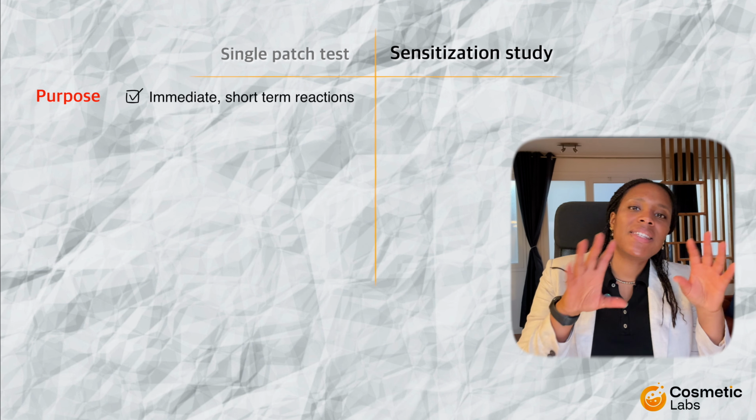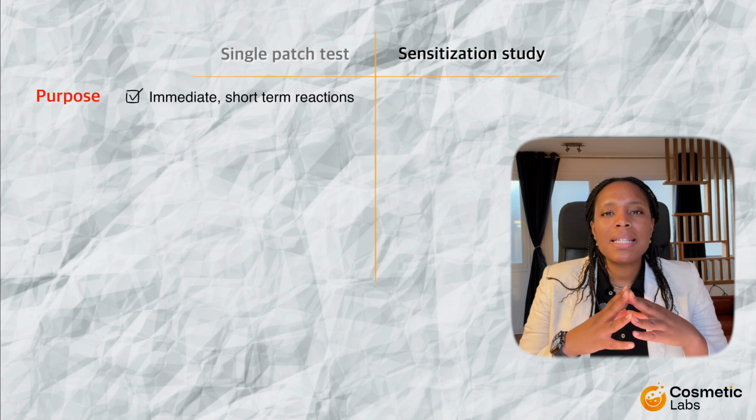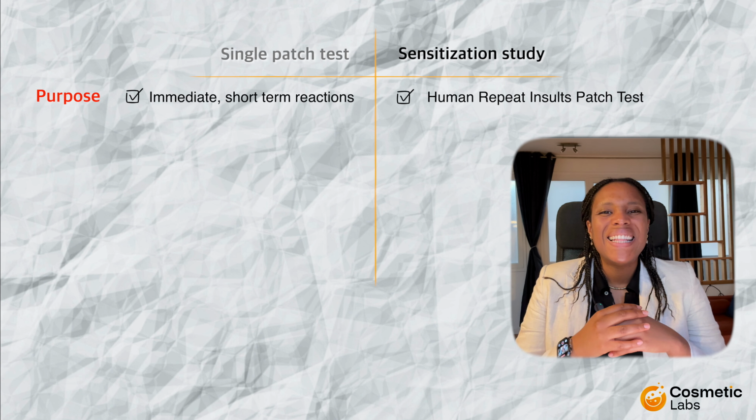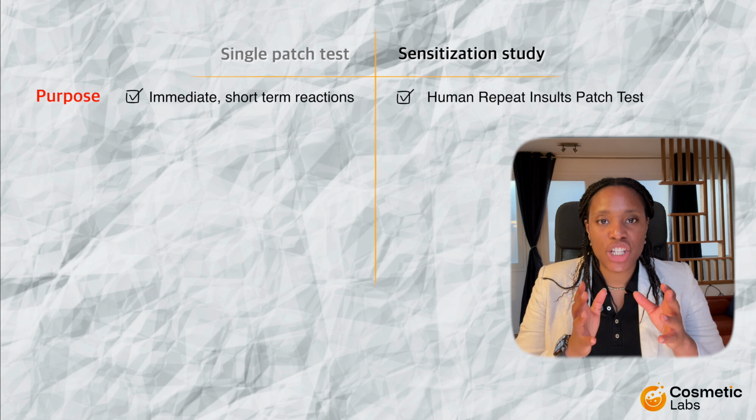Regarding the sensitization study, the tests are mainly performed using human repeat insult patch tests. They are commonly performed for allergic reactions that develop over time when the product is in contact with the skin over a long period of time.